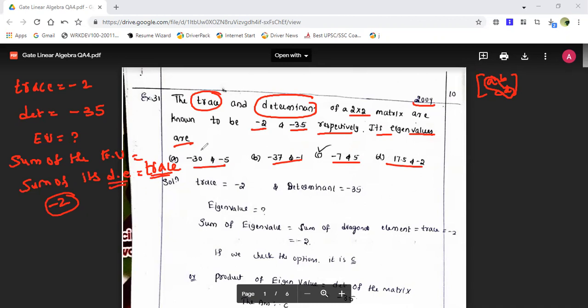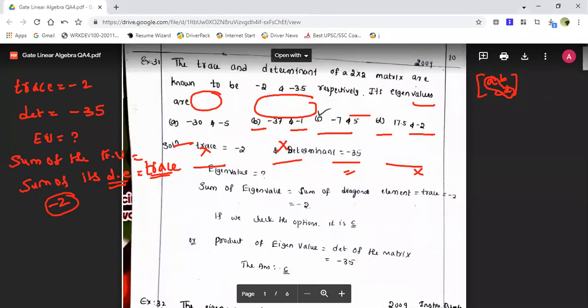Just check. Option A will not give. Option B will not give. Option C will give. Minus 7 plus 5 is minus 2. And option D, 17.5 minus 2, again will not give us minus 2. But still, we can cross verify whether our answer is correct or not with one more property.